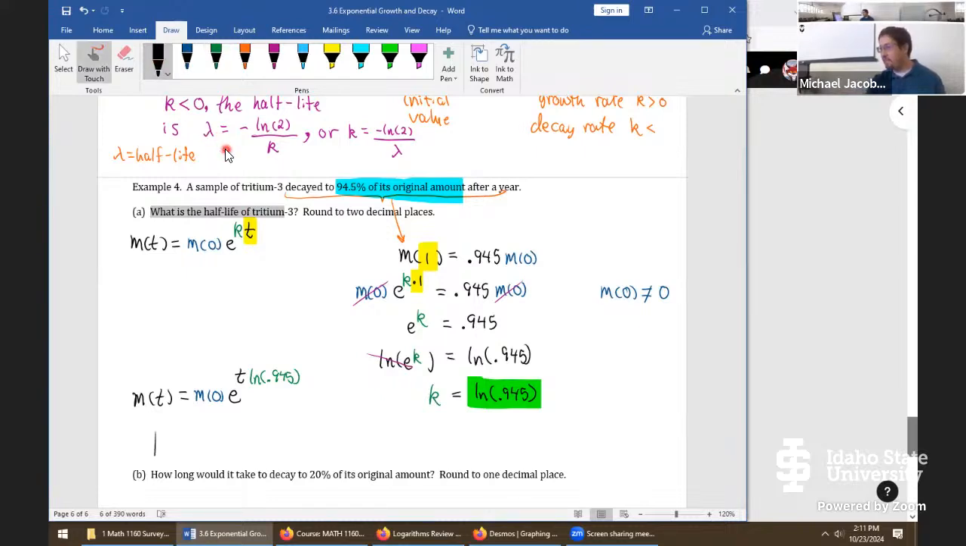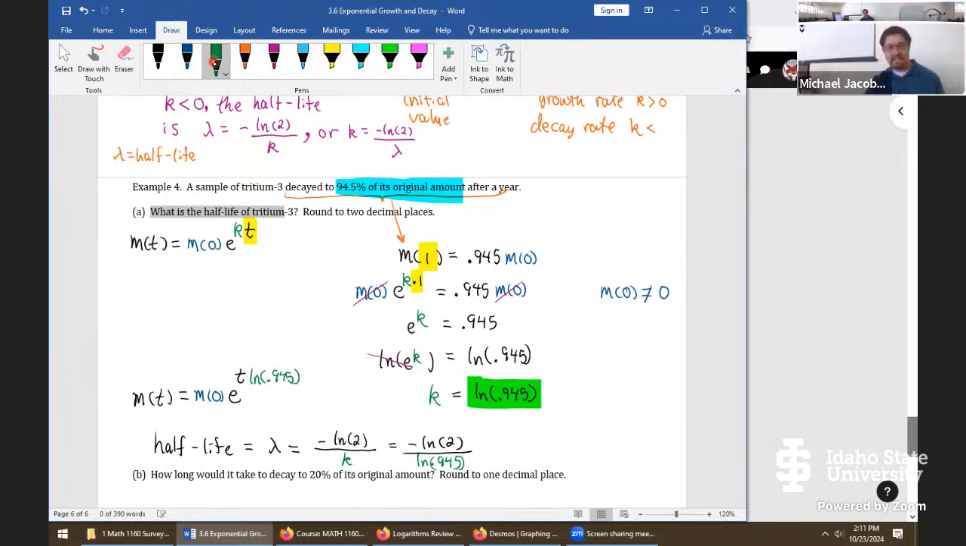So last step, half-life equals lambda. You don't have to start by saying half-life, but this is more for the notes, so we know what we meant when we wrote lambda. Maybe good to write down 1 or 2 times just to be sure what that represents. It's going to be equal to negative natural log 2 divided by K. So now we make another substitution. This is negative natural log 2 divided by the natural log of 0.945.